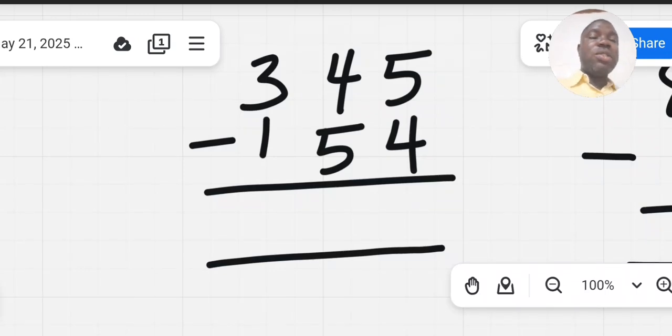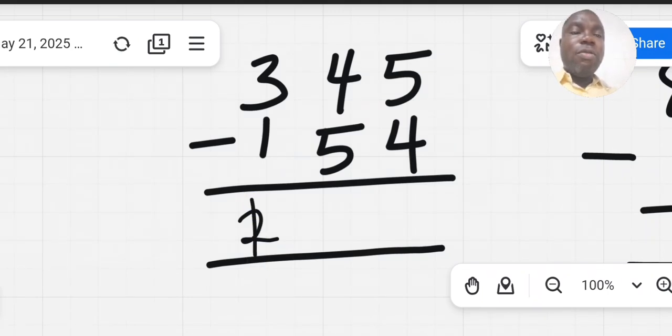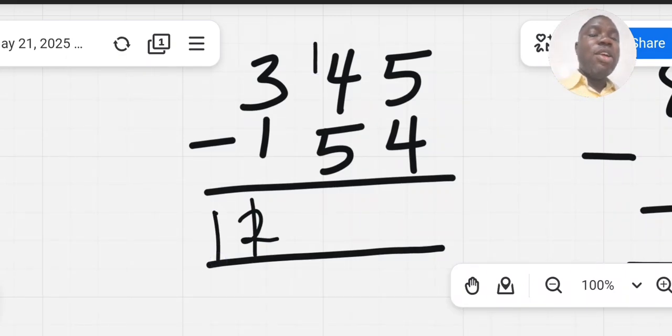Okay, so we have 345. Now we'll go still starting from the left. We have 3 minus 1 gives you 2. Now 4 minus 5, that's a negative number. Okay, so you can't take away 5 from 4 to get a positive number, so that means you need to borrow. You get 1 from the 2 here, it's remaining 1. So you take that 1 to the 4, that's 14. So 14 take away 5 gives you 9.